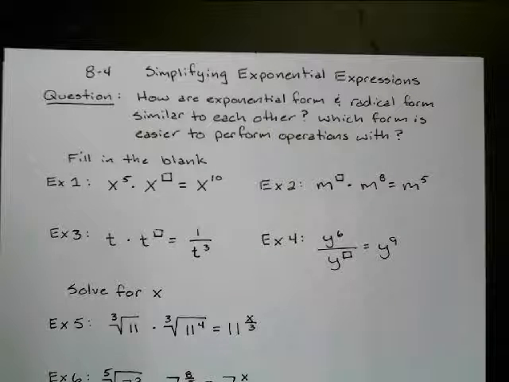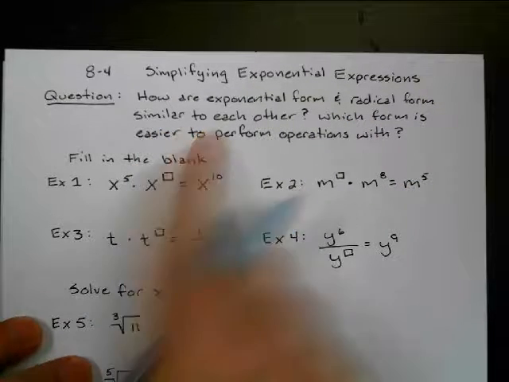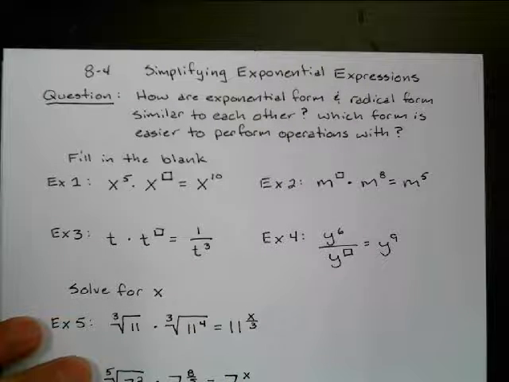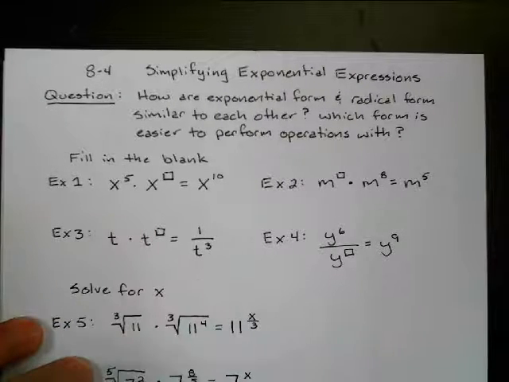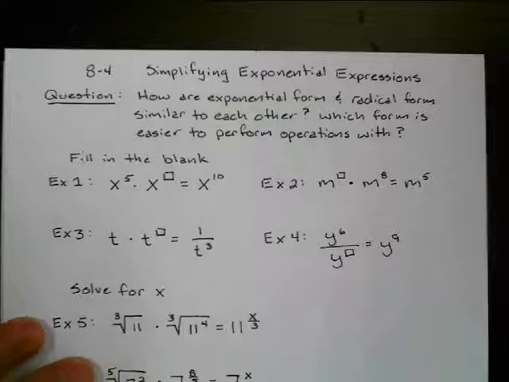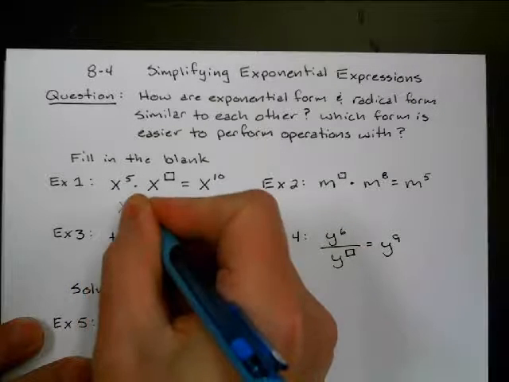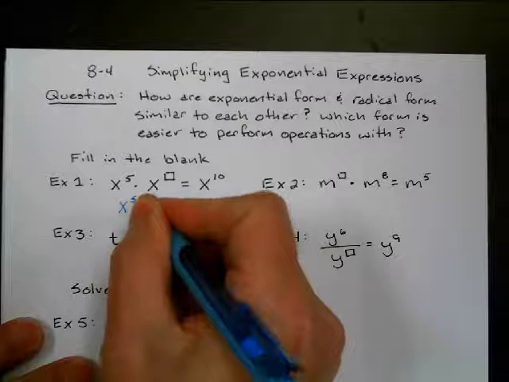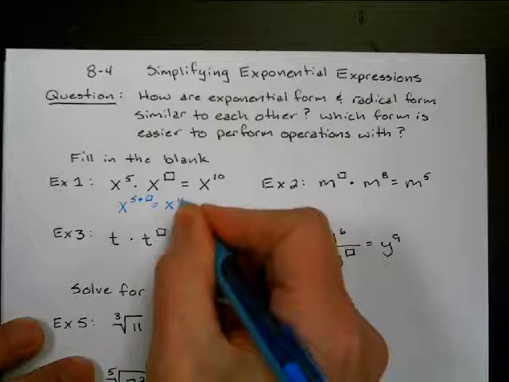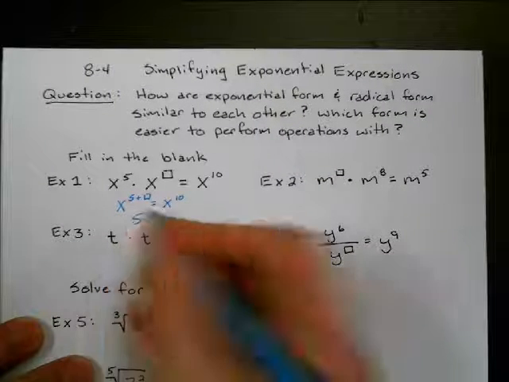Simplifying exponential expressions. Our question is, how are exponential form and radical form similar to each other? Which form is easier to perform operations with? Exponential form. All right, so fill in the blank. We've got x to the fifth times x to the blank equals x to the 10th. So this is multiplication, so I'm going to add 5 plus the box, and that's what's going to give me x to the 10th. So that box must be 5, because 5 plus 5 is 10. So my answer is 5.